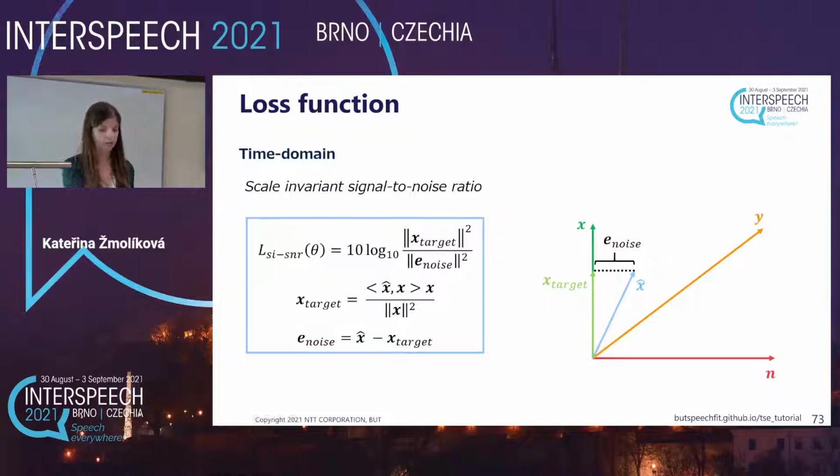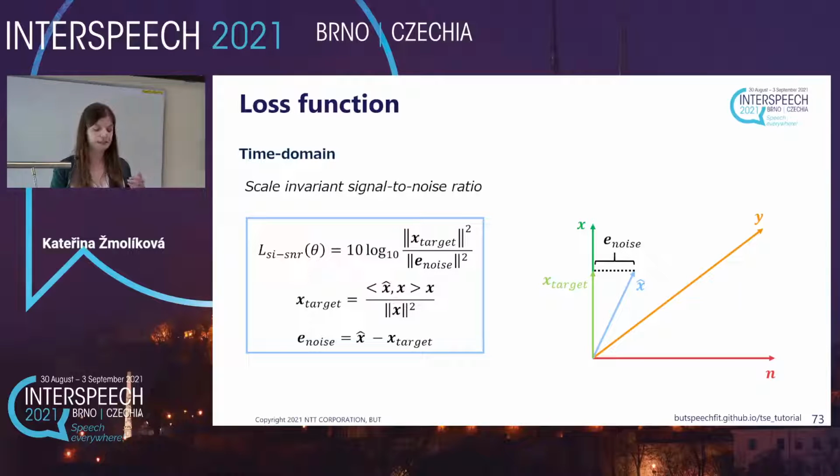There is one more thing about this loss function. The reference signal is not taken just as is. This X is the original reference signal, but we multiply it with a coefficient which maximizes the SNR. You can see it on the picture on the right. In the picture, the light blue arrow is the estimated signal, the dark green arrow X is the original reference signal, and the light green arrow is the reference signal after the scaling.